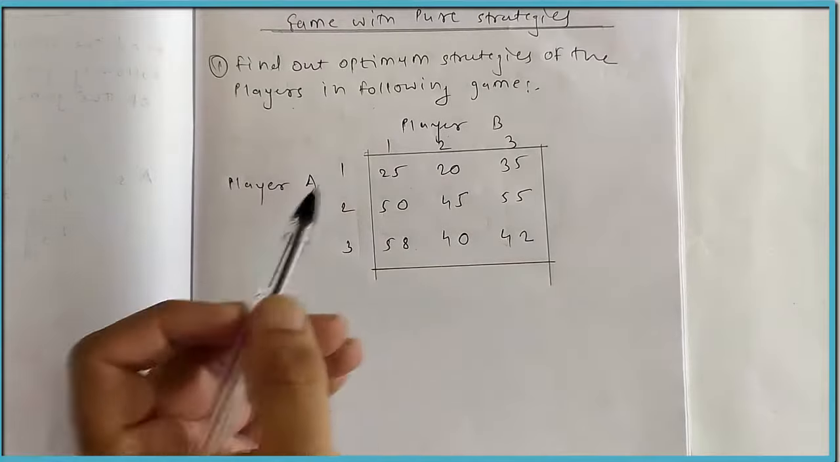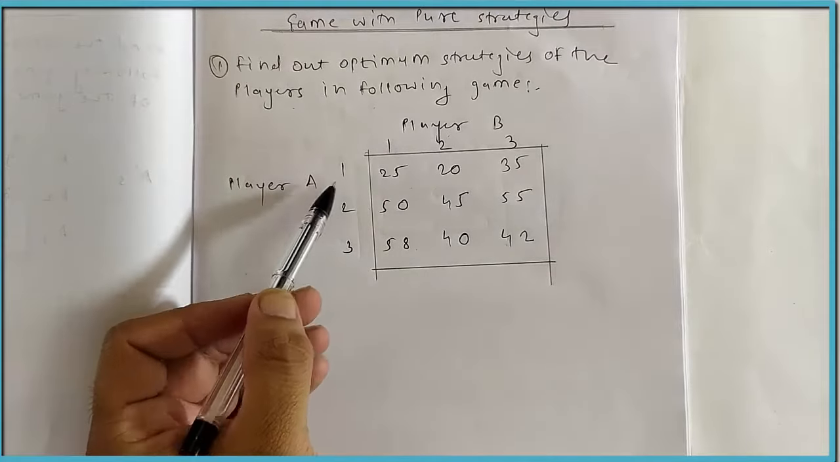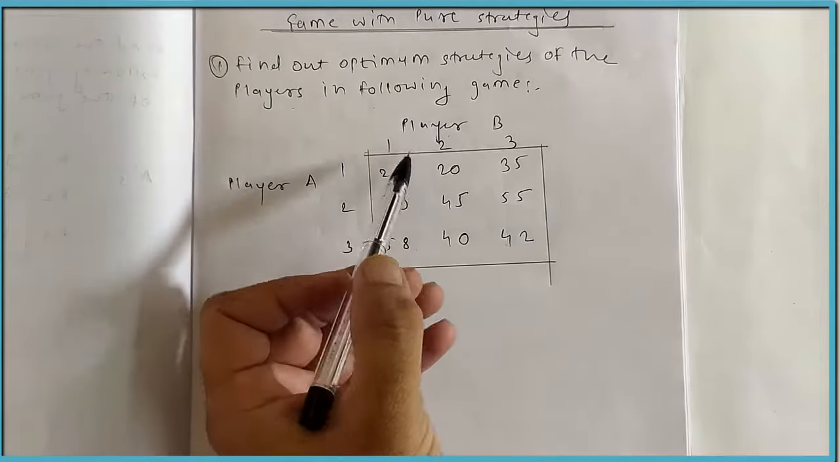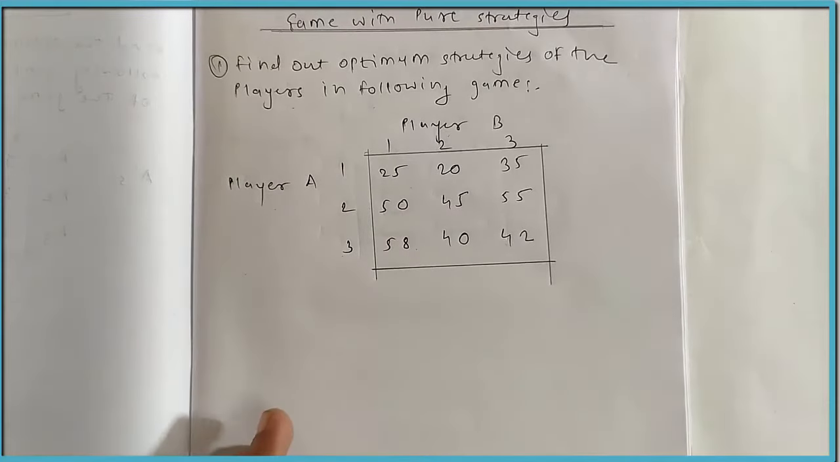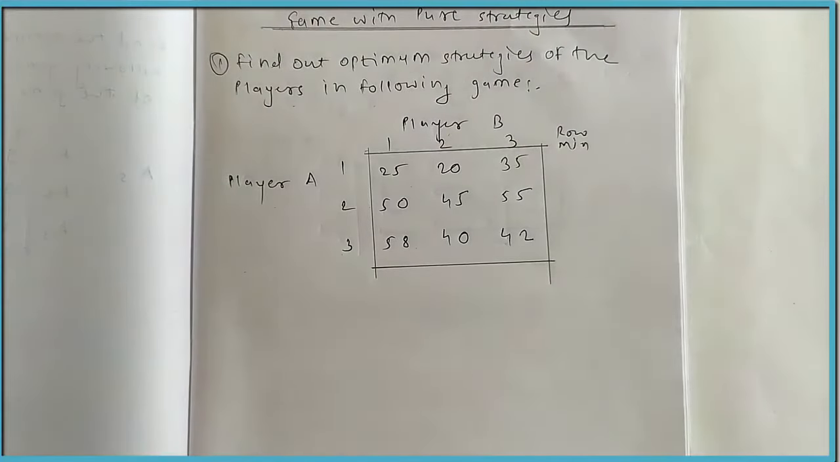Player A and player B. Player A has 3 strategies 1, 2, 3 and player B has 3 strategies 1, 2, 3 and these all are the outcome of the payoff matrix. First step is to find out the row minimum. In the row minimum, find out the lesser value, the smaller value in each row.